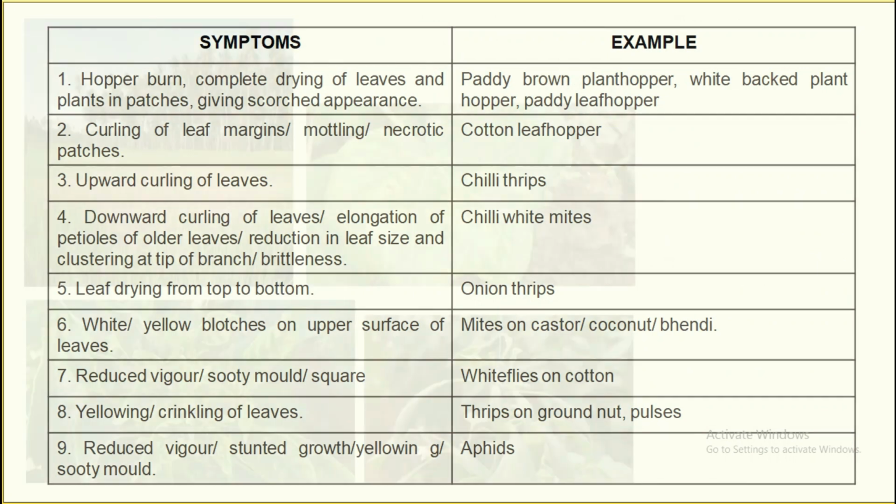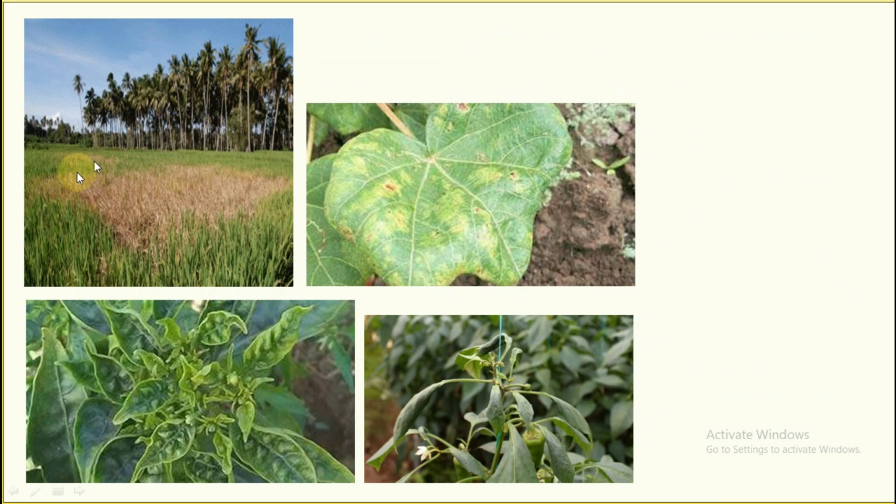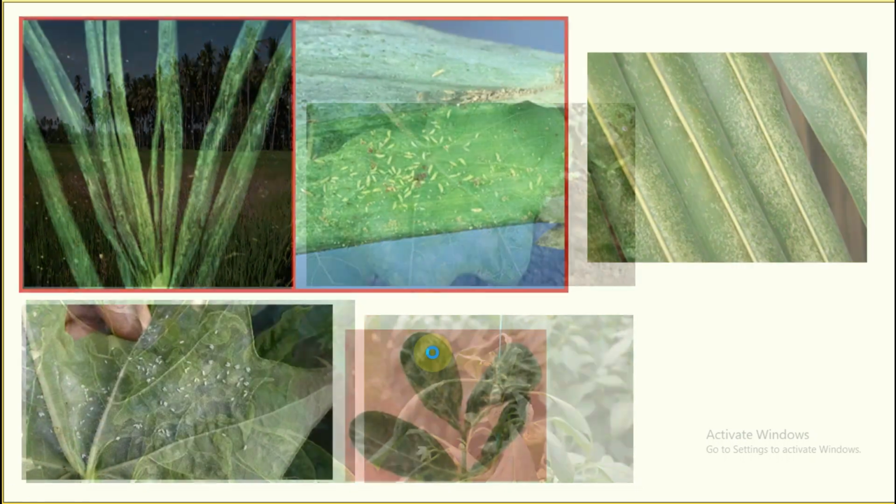Okay. You see this picture. This one is what? Hopper burn, by BPH. Yes, sir. This is by any kind of sucking pest, leafhopper or aphid, whatever. This is what you see, upward curling, by thrips. What is this? Downward curling. This is mites. Okay, good.